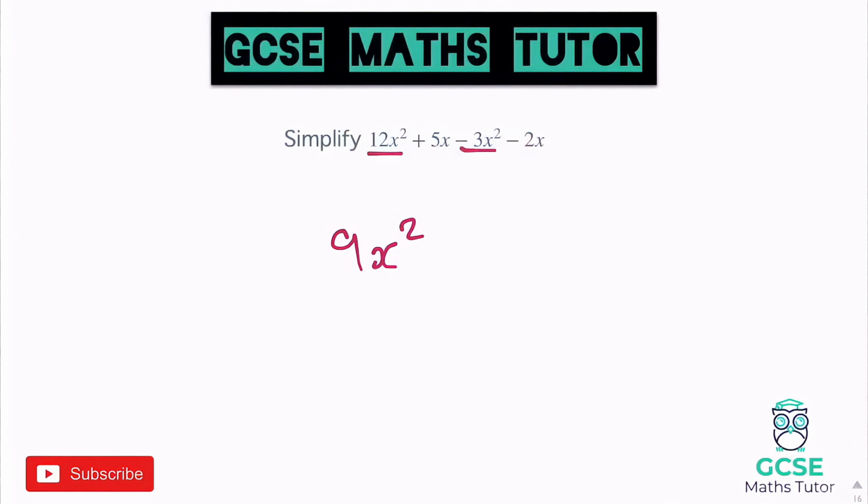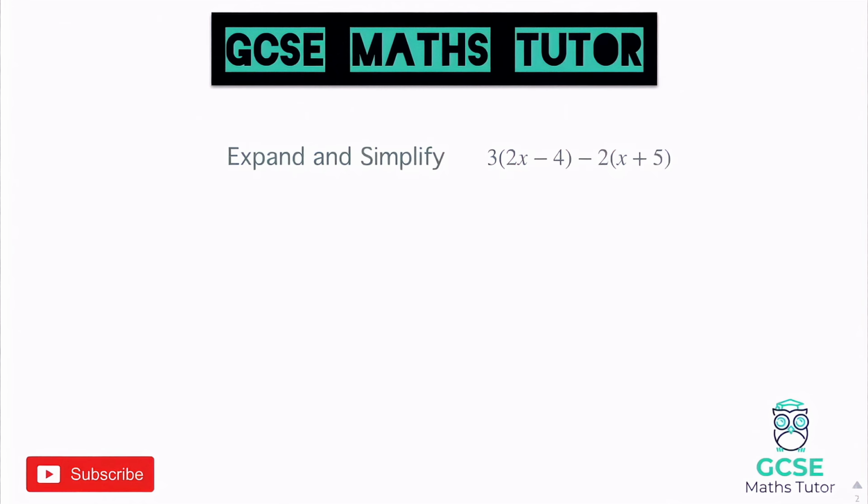So looking at the next one, we've got 5x, take away 2x, and just like we did before, 5 lots of x, take away 2 lots of x, leaves us with 3 lots of x, and that's positive 3 lots of x, so plus 3x. And there we go, we'd leave it just like that. We can't join up an x squared and an x piece, they stay separate. Okay, so expand and simplify this.